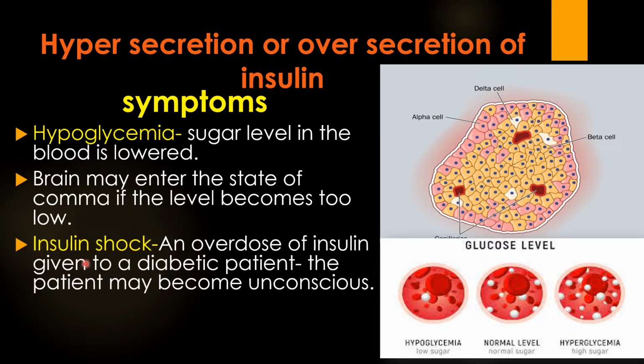Then another important term you have to remember, insulin shock. You can see insulin shock in diabetic patients. With an overdose of insulin given to a diabetic patient, the patient may become unconscious. You know what the function of insulin is: insulin promotes glucose utilization by the body cells. Then this diabetic patient is getting an overdose of insulin, so that patient may become unconscious. That is called insulin shock or hypoglycemia. And a prompt bite of sweet biscuits or sugar candy is helpful for that patient, to recover from that state.